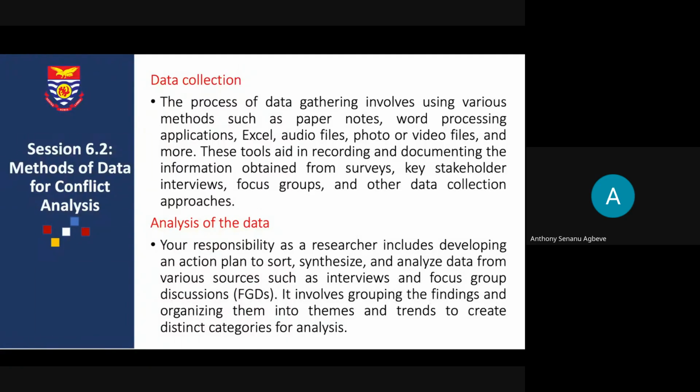If you do a survey where you use a questionnaire, you have to analyze the data. So are you going to use SPSS? Are you going to use data to analyze the information? If you interview the people, you have to transcribe the data because you will record. Once you transcribe, how are you going to analyze it? Are you going to analyze it thematically and all that? So the analysis of the data is also very important.